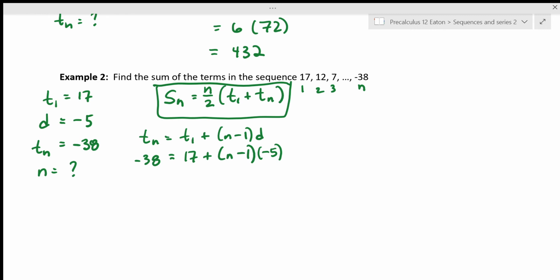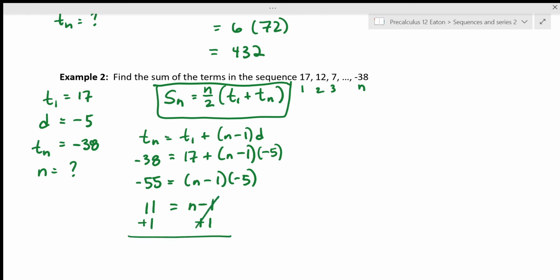So now I'm going to simplify all this. I'm going to subtract 17 from both sides, so I get negative 55 is n minus 1 times negative 5. Divide by negative 5, I get 11, and that equals n minus 1. Generally, if it's a legitimate sequence, you'll know if you're doing something wrong if you get a negative number for n. N should always come out positive. Okay, we're going to add 1. And we have 12 equals n.